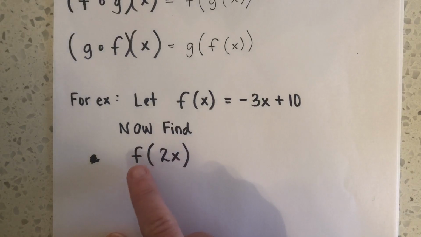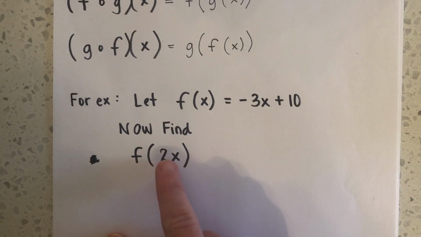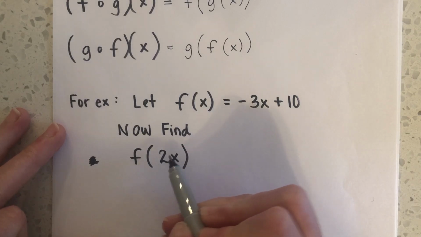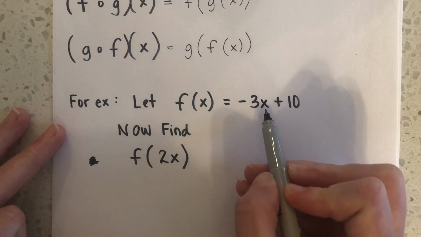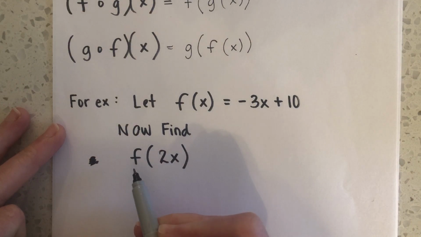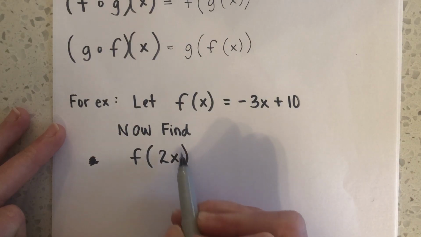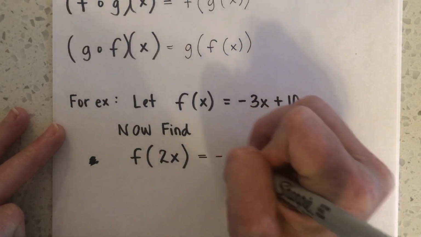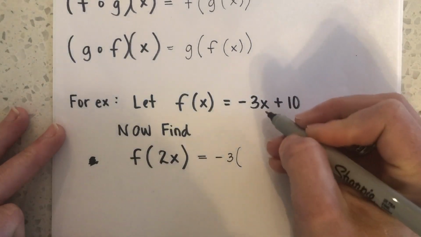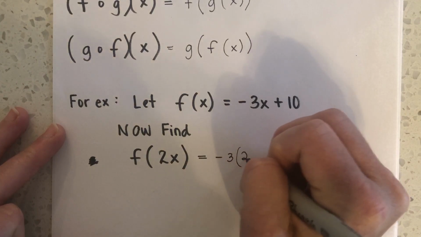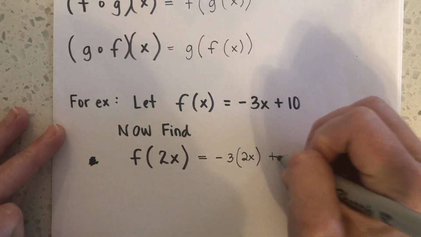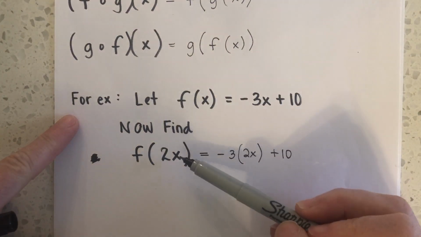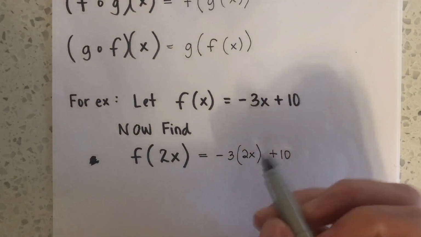Well, what if I asked you to find f of 2x? Remember, whatever is inside these parentheses is what you have to plug in for x in the actual function. So to find f of 2x, I have to plug 2x in for that x. So then it becomes -3 times, not x, I have to plug 2x in, and then add 10. So the problem is you're still going to have an x in your answer because you had an x in your input. All right, so now just clean it up.